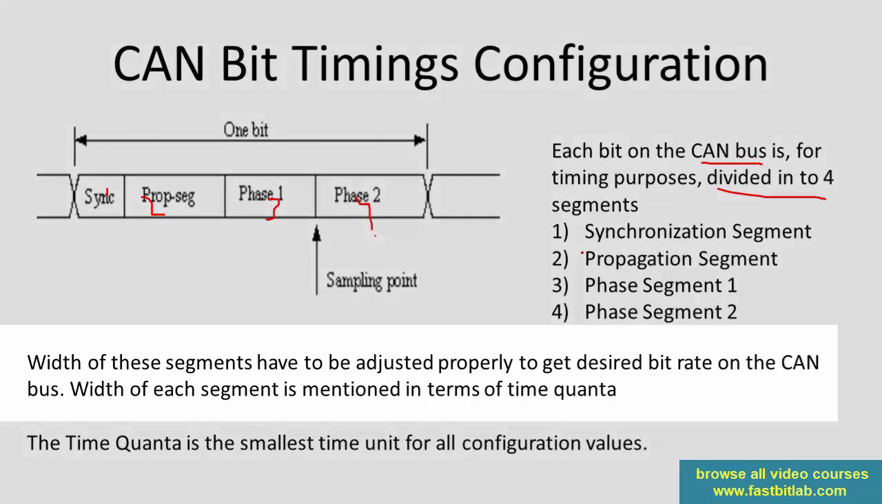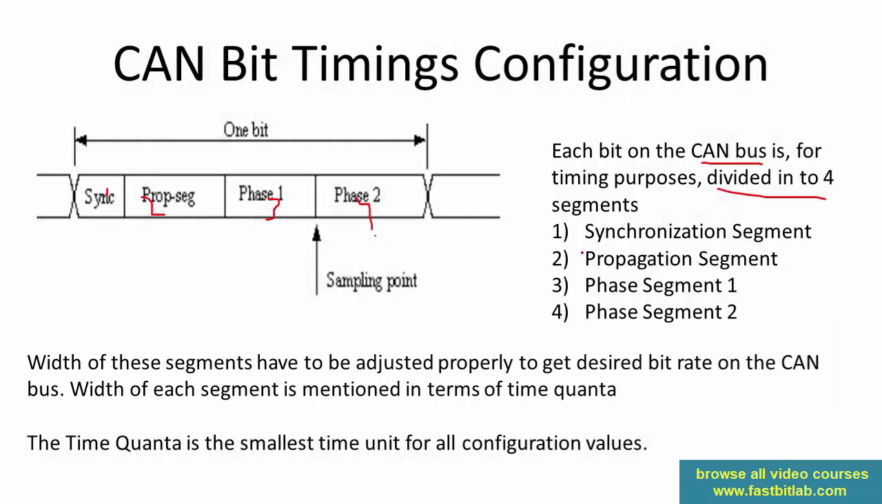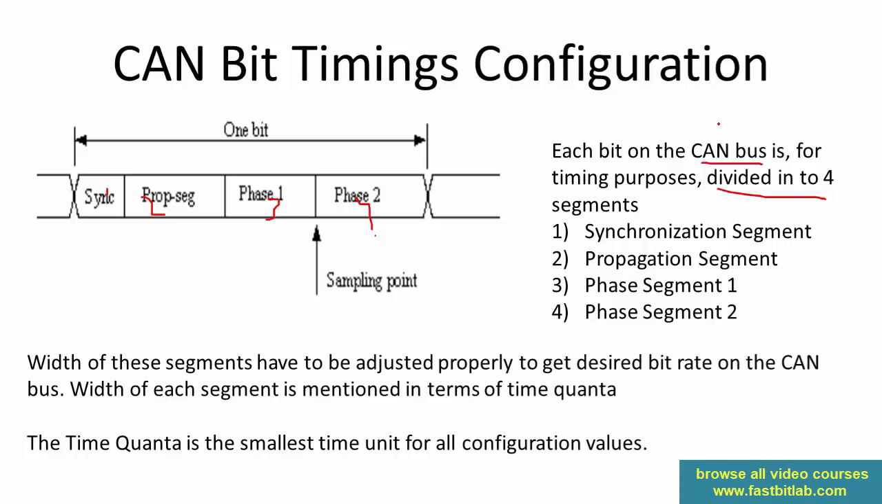Now the width of these individual segments has to be adjusted properly to get the desired bitrate on the CAN bus, right? The width of each segment is mentioned in terms of time quanta. So what is time quanta? Time quanta is the smallest time unit for all configuration values.